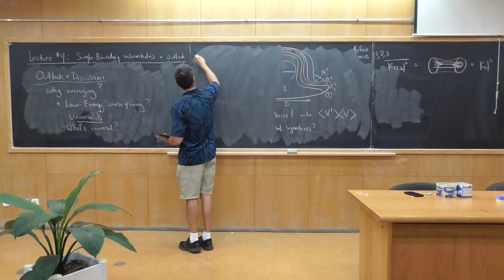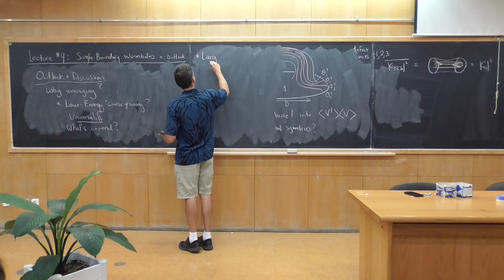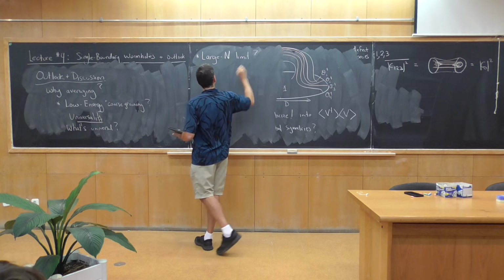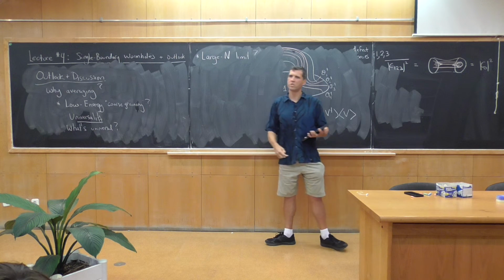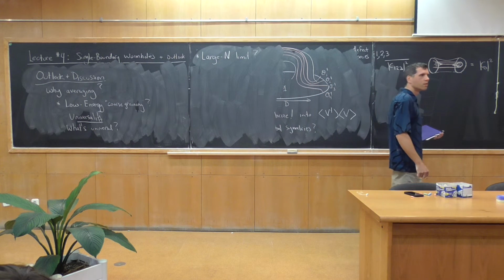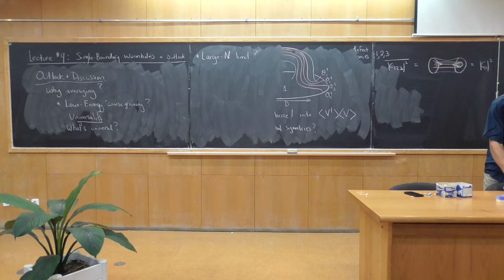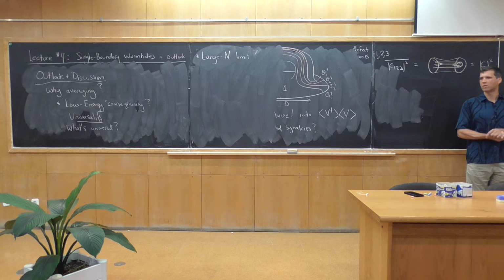There's another point of view on why averaging, which has been emphasized by Schlenker and Witten, which is that averaging is a necessary feature of taking large N limits. This one I haven't really talked about, but I just wanted to mention.